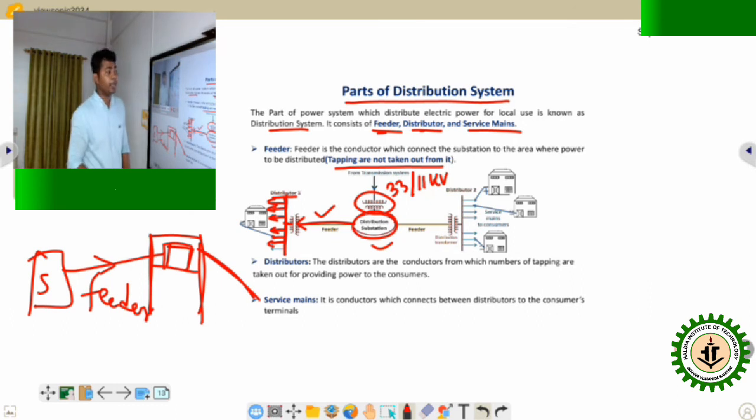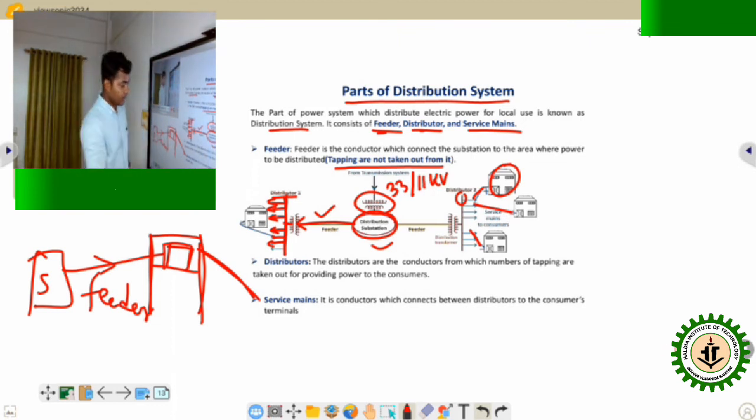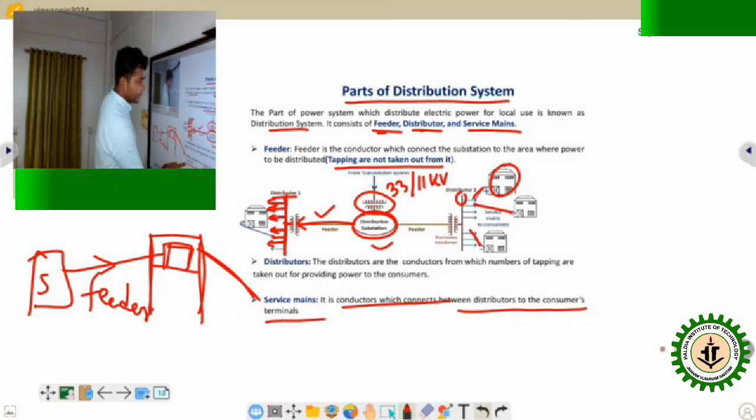So after the distributor, the next part is what? Service main. Service main means this wire. The wire or conductor which connects the distributor and the domestic consumer is called the service main. Written here: the conductor which connects between the distributor and the consumer terminal. It means the wire connection from distributor to consumer, or from distributor to house, is called service main. Okay, in the next slide it will be clear.